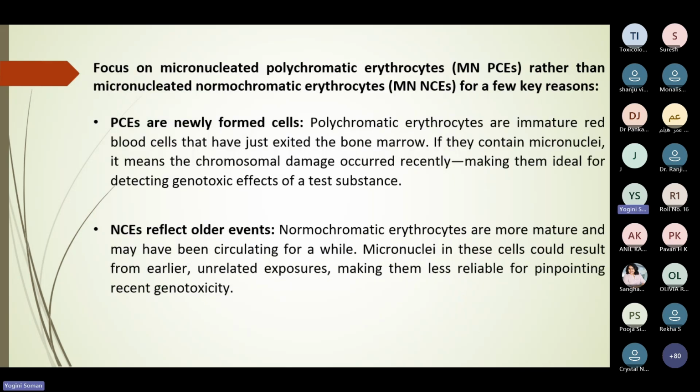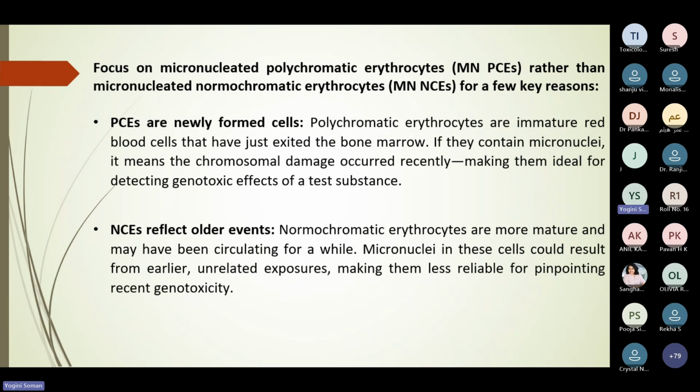So why is the focus only on the micronucleated PCEs rather than micronucleated NCEs? There are a few key reasons for that. First reason is PCEs are newly formed cells. PCEs are immature red blood cells that have just exited from the bone marrow. And if they contain micronuclei, it means that the chromosomal damage occurred recently. So it makes them ideal for detecting the genotoxic effects of a test substance.